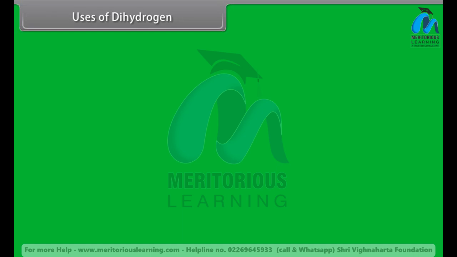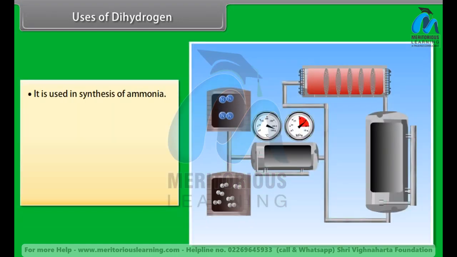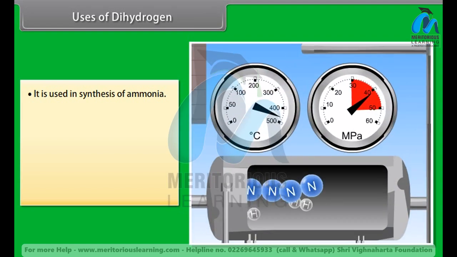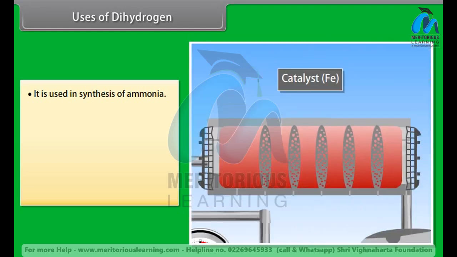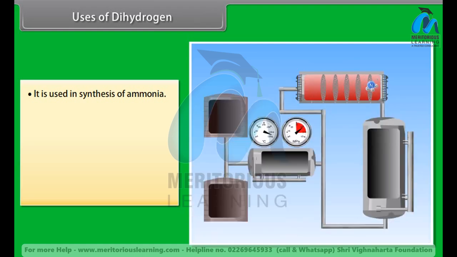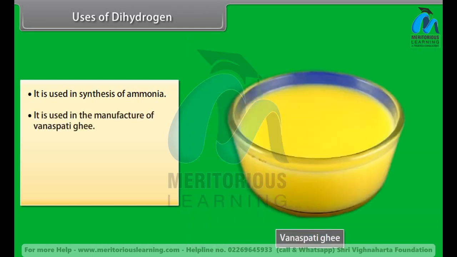Uses of dihydrogen. It is used in the synthesis of ammonia. Nitrogen and hydrogen are passed to a heater where they are heated up to a certain temperature. After that, they are compressed and then passed to a heater, where the reaction takes place. After that, the mixture is passed to a waste heat boiler, from which ammonia is cooled and then stored, and nitrogen and hydrogen are recycled. It is used in the manufacture of vanaspati ghee.